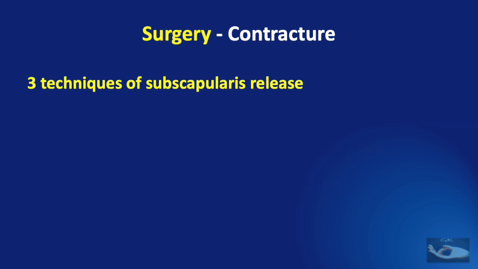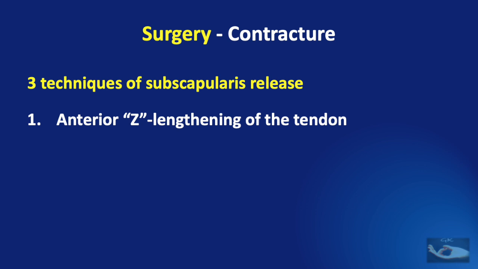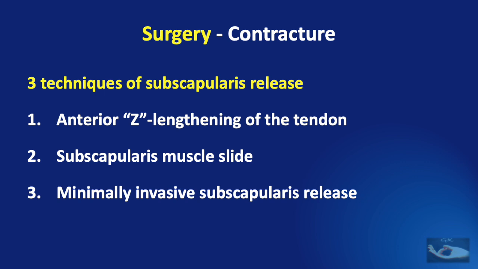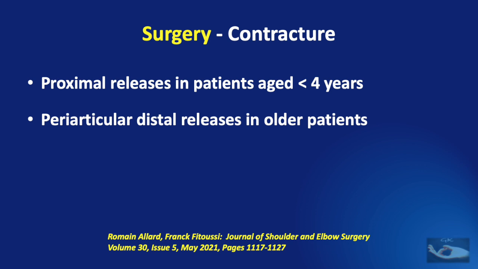There are three techniques of releasing the subscapularis: the anterior Z lengthening of the tendon, which is a distal procedure; the subscapularis muscle slide, which is a proximal procedure; and a minimally invasive subscapularis release procedure. The proximal release is ideal in patients less than 4 years of age. The periarticular distal releases can be done in older children.